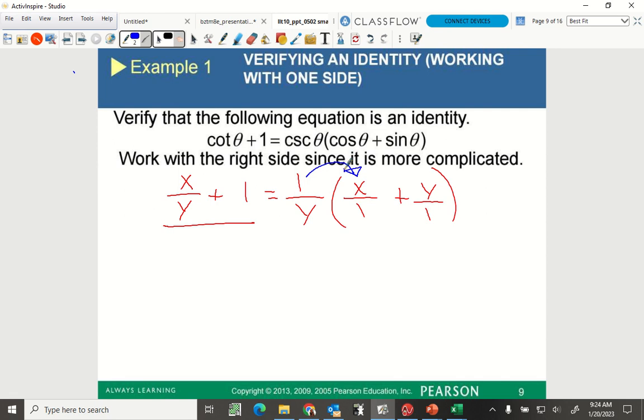So if I multiply 1 over y times x over y, what's 1 times x? It's still just x. Over y. Yep, very good. Y times 1 is y. And now over here, when I distribute this, it's 1 times y is y, so it's plus y over y times 1. Still y. But what is y divided by y? So this simplifies to x over y plus 1.